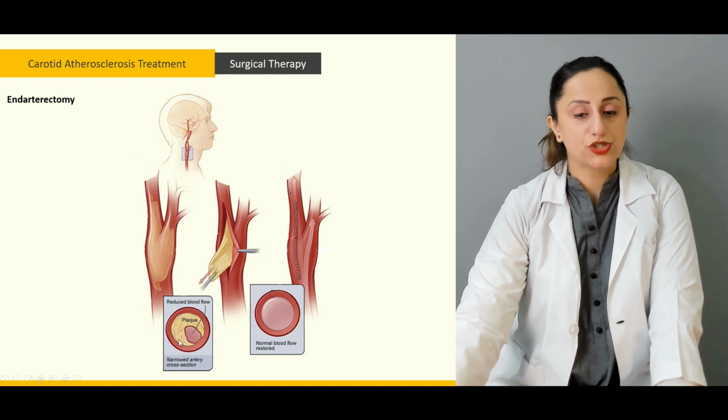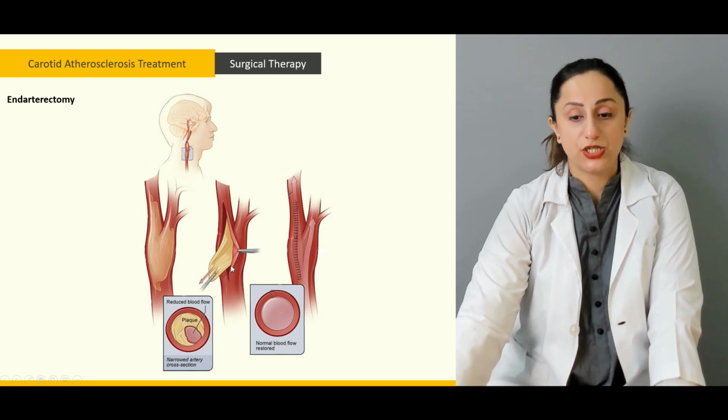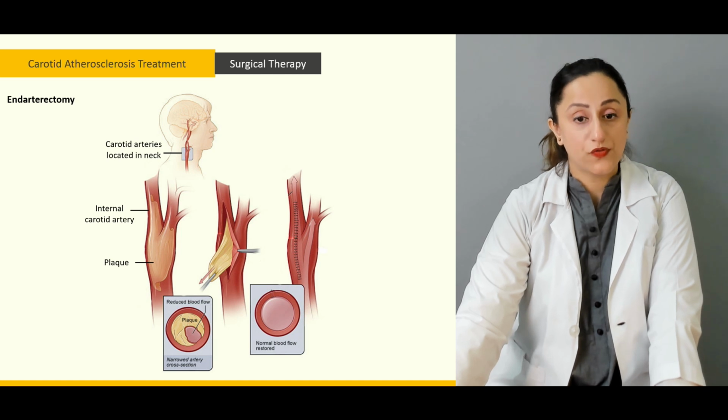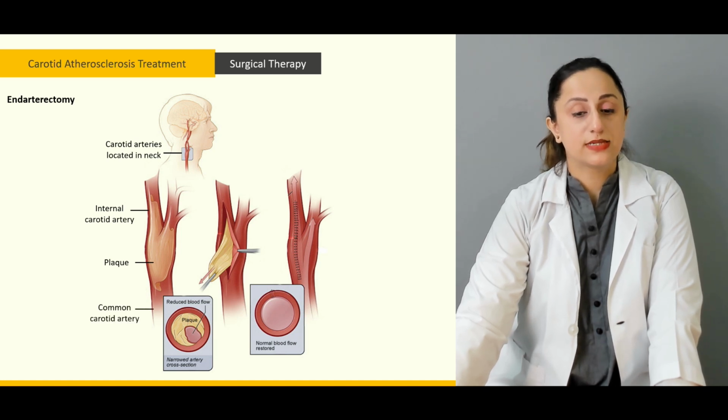When we have a cut section and we review this cut section, you can have an overview over here that there is a reduced blood flow through this common carotid artery. There is a narrowed artery cross section over here. When you perform this endarterectomy procedure, this diagram is focusing on the common carotids that are located in the neck. This is the internal carotid artery. This is the plaque over here. And this is the common carotid artery over here.